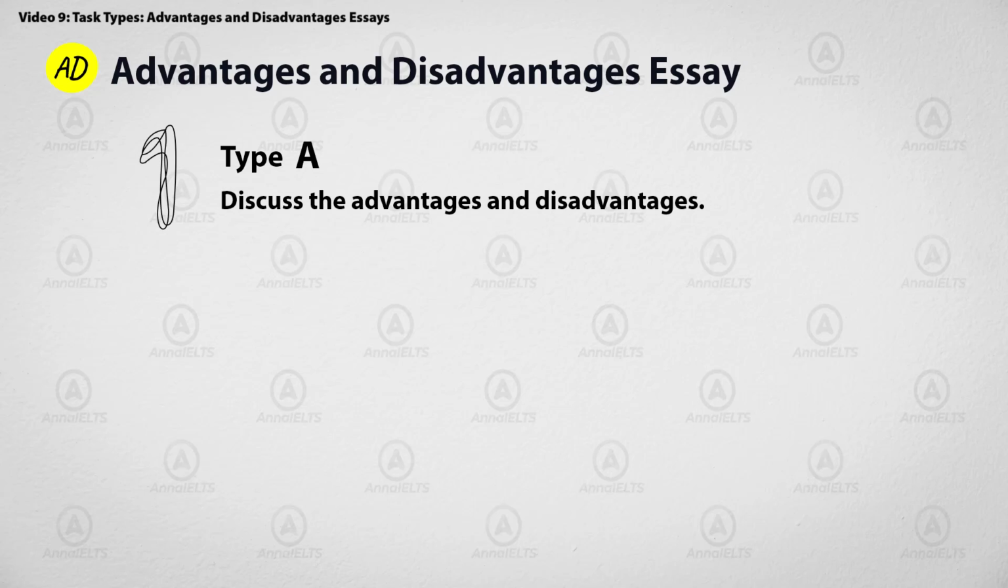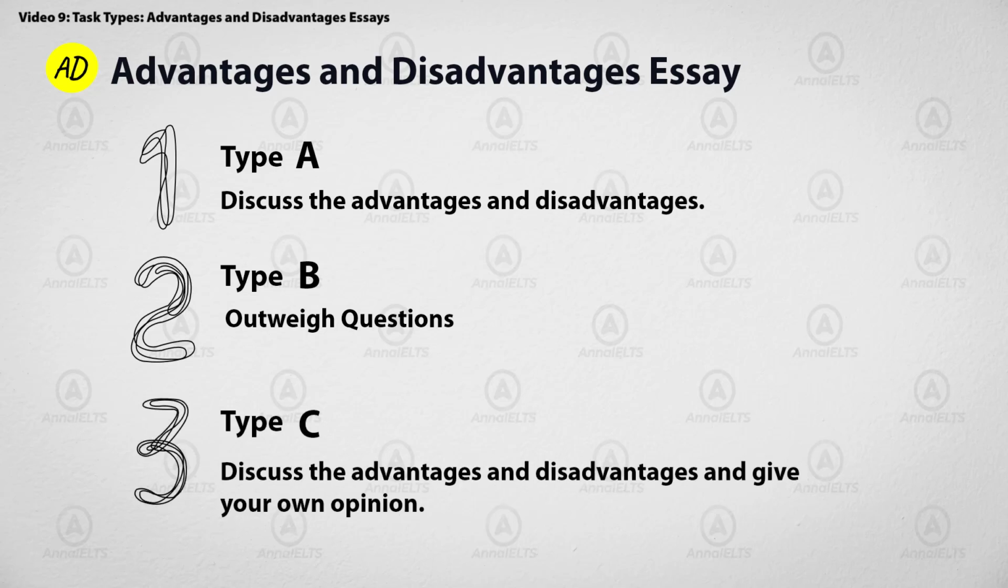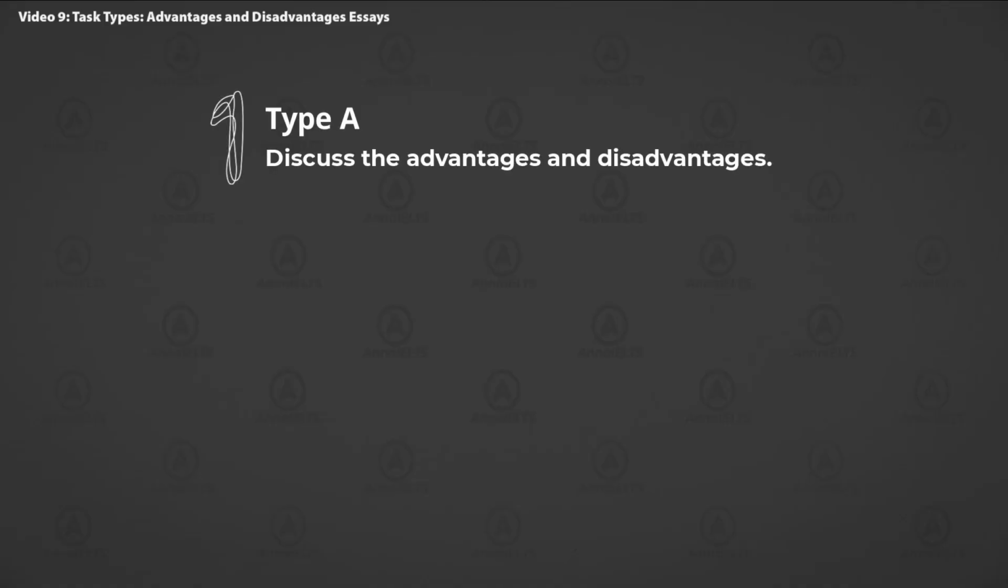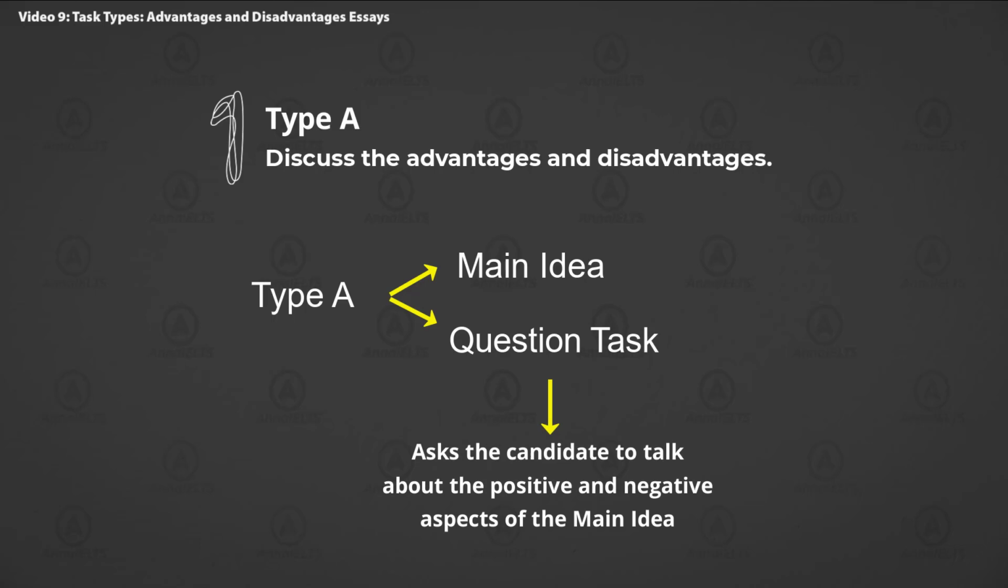Discuss advantages and disadvantages, outweigh questions, discuss advantages and disadvantages and give your own opinion. The first type of these questions presents one main idea, and in the question task asks the candidate to talk about the positive and negative aspects of that main idea.